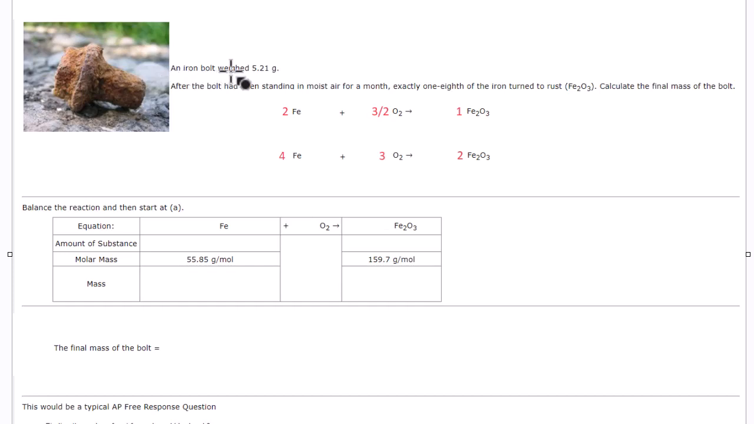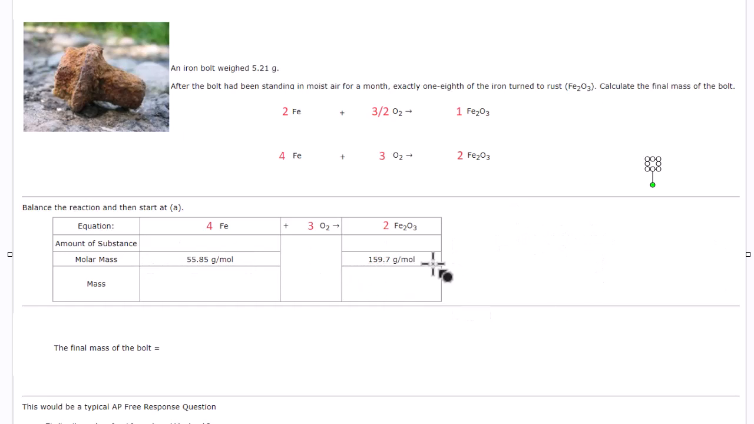We have an iron bolt that weighs 5.21 grams. Now, I really prefer to do this type of problem using a little table that keeps track of everything. So I would put that reaction balanced in this box that shows what's happening. Then I have a row for the amount of substance. This is going to be our moles. I'd look up the molar masses. Quite often now in AP problems, they give you the molar masses to save a little bit of time. Then here's my masses. So I've got nice, neat rows, and I can see what's happening.